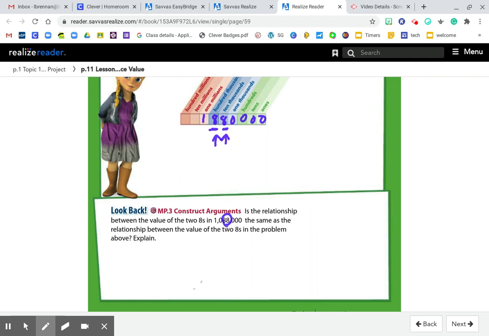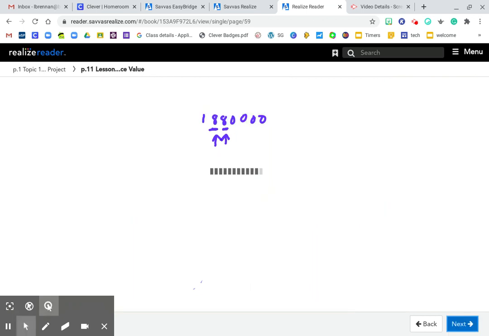And in this problem here, is it the same relationship? One value is 10 times larger than the other value, so you can say that's the same, but they actually do not have the same value. That's important. All right, that was our solve and share.